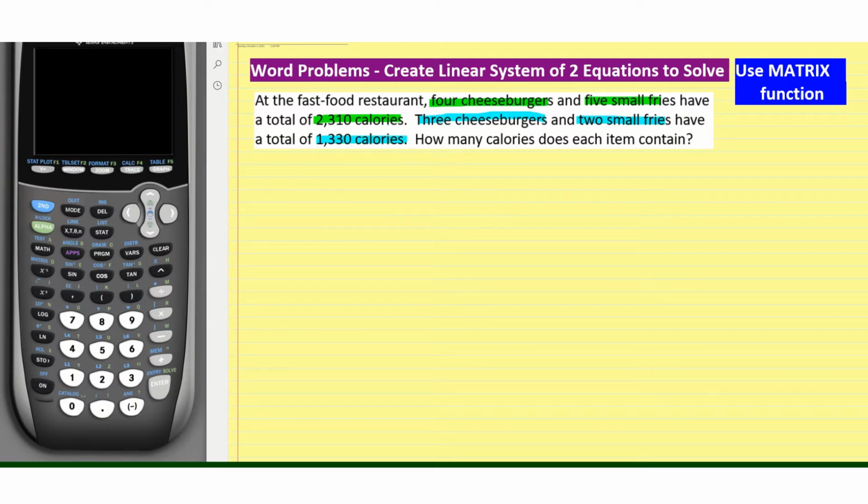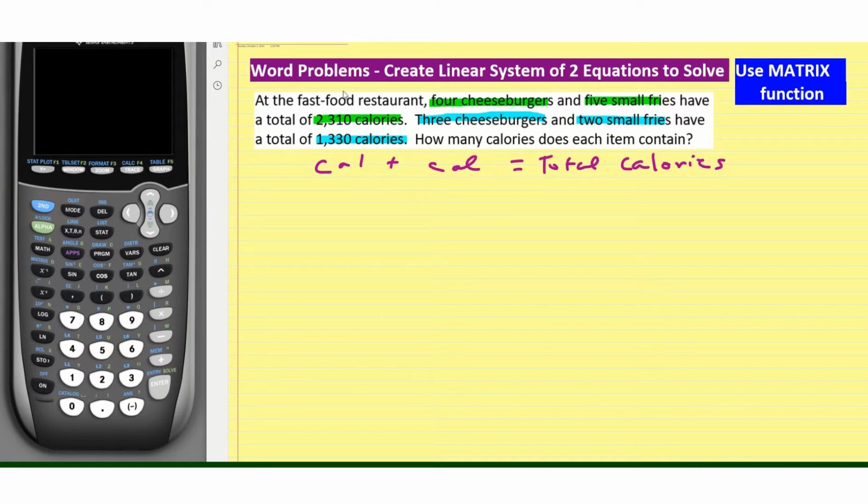So what we need to understand about these, and anytime we set up equations, is that all your units have to be the same. So basically we're going to have some number of calories plus some number of calories, and that's going to be equal to some total amount of calories. So that's how things are going to be set up for this word problem.